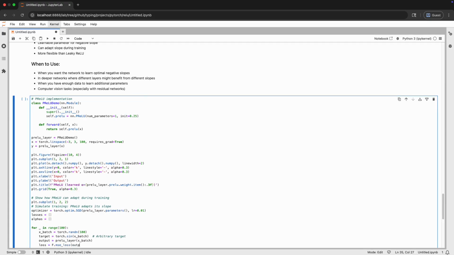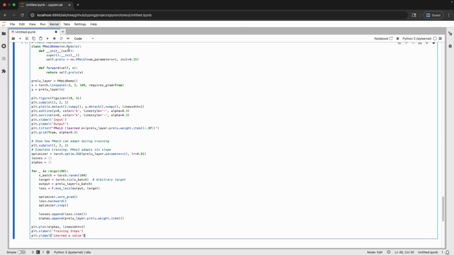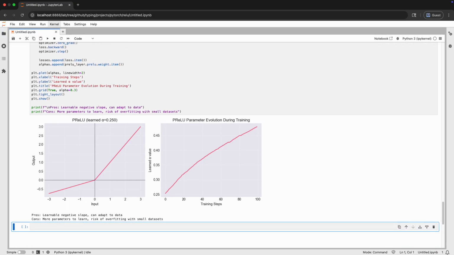It can learn different slopes for different layers or even different channels in convolutional networks. The visualization shows PReLU with its learned alpha parameter of 0.25. The right plot demonstrates how this parameter evolves during training, adapting to minimize the loss. This adaptability is PReLU's main advantage, as it can learn optimal negative slopes for your specific data. However, it adds more parameters to learn, which could lead to overfitting with small datasets.